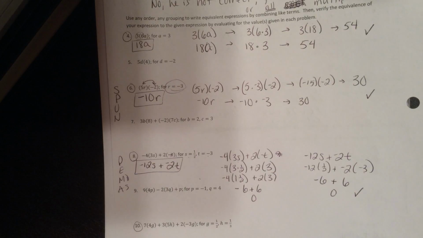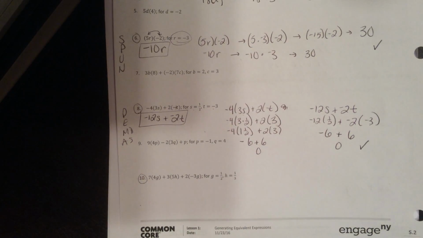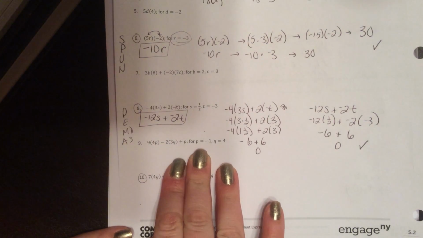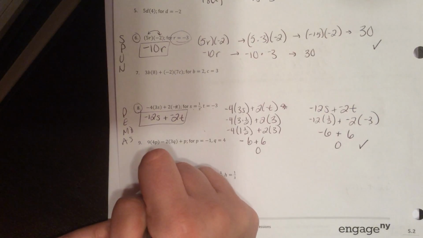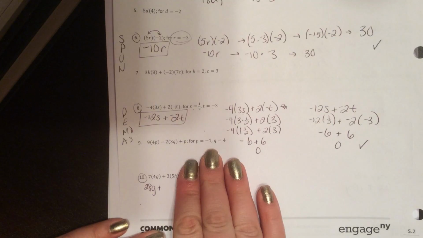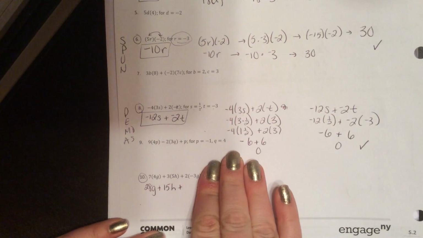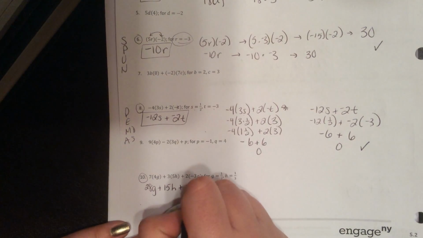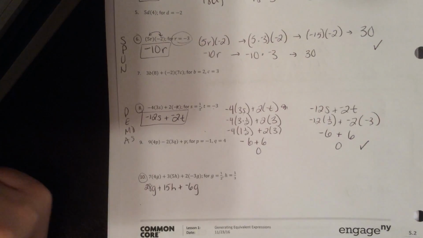All right, last one. I saved the best and the longest for last. You want to treat this like 3 separate problems. So we're starting here. 7 times 4g. 7 times 4 is 28, so it's 28g. 3 times 5h, so 3 times 5 is 15. Keep the h. 2 times -3 is -6. Keep the g. Okay? So here, we have one last step.